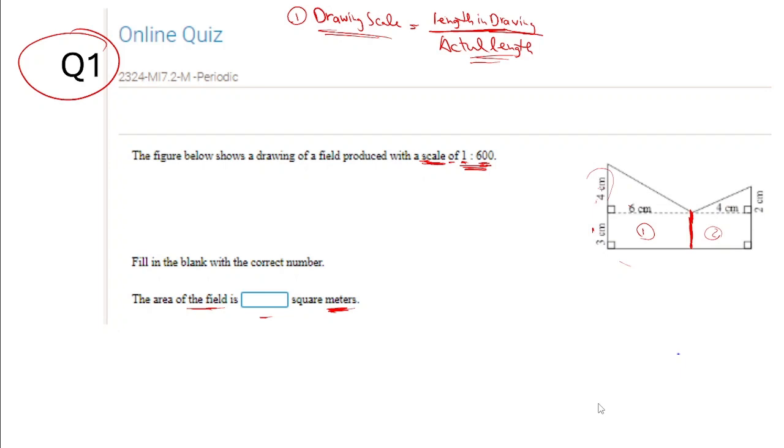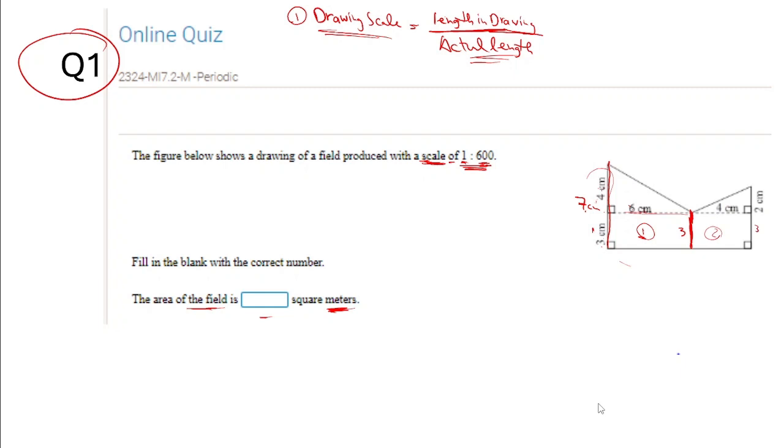As we have trapezoid 1, we need to get the actual length of this side. If you see this side, 3 plus 4, this is 7 centimeters. This is the length in the drawing, so we need to get the actual length of the 7. Here we have the height of the trapezoid, which is 6 centimeters. And this one, if you can see, is a triangle, so this is 3 centimeters, so this one also will be 3 centimeters, and this also will be 3 centimeters.